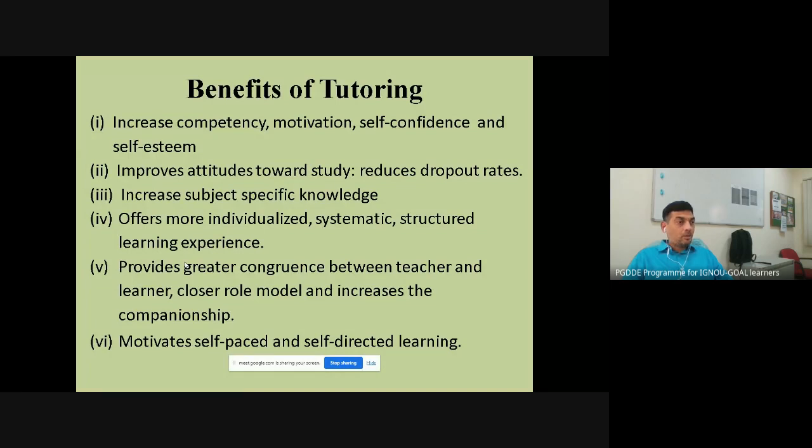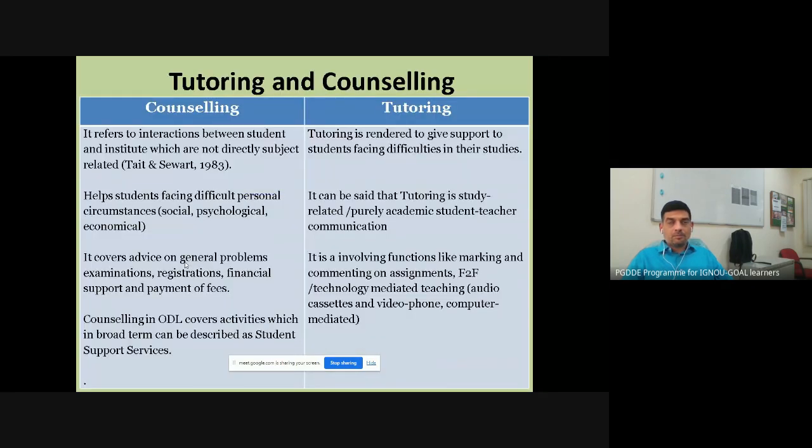Definitely it will increase the relationship between the learners and the counselors also. Proper tutoring also motivates self-directed learning. Then we can talk about tutoring and counseling. As of now we have seen how tutoring is related to the academic aspect, whereas counseling may be both academic and non-academic.